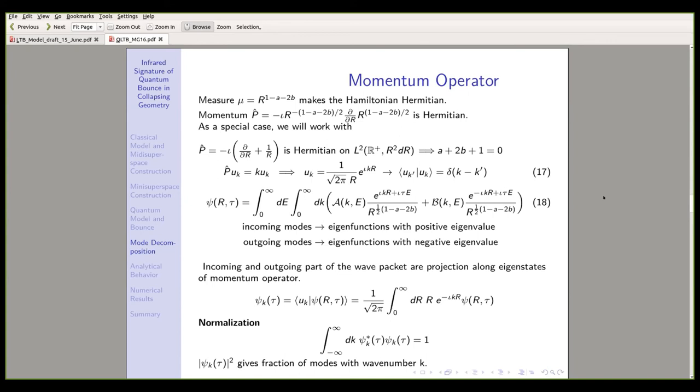The incoming and outgoing parts of the wave packet are projections of the wave packet along the eigenstates of the momentum operator. And since this function psi in k space is normalized, we can associate |psi k|^2 with the fraction of modes with wave number k.